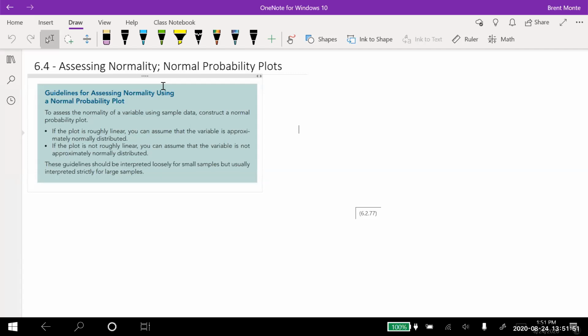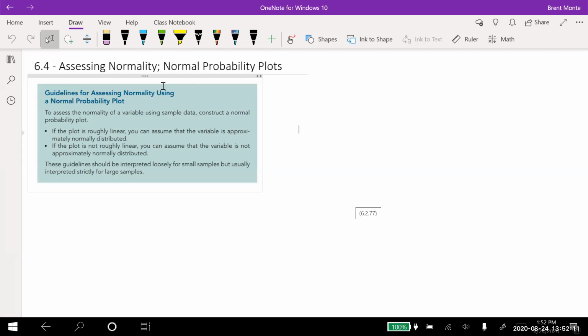And it said these guidelines should be interpreted loosely for small samples, but usually interpreted strictly for large samples. But the power of this is we can determine normality with just a few data points. We can at least get an idea right away if we think the population, if that variable is normally distributed.